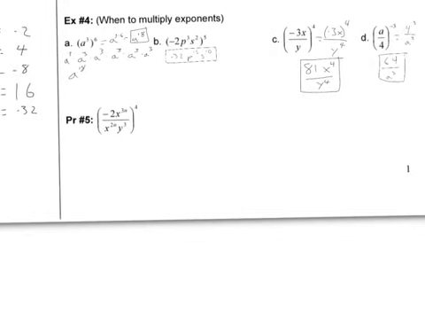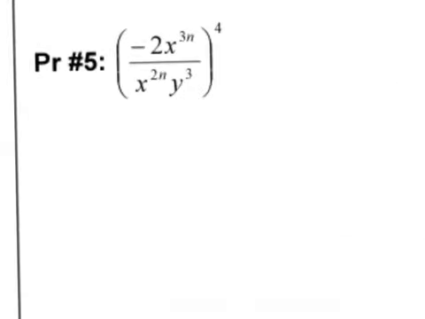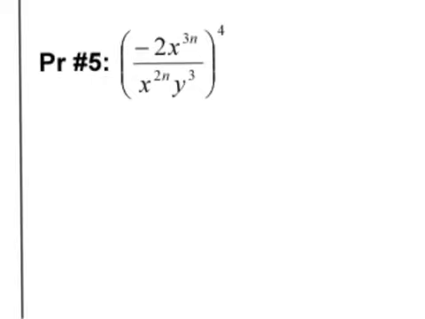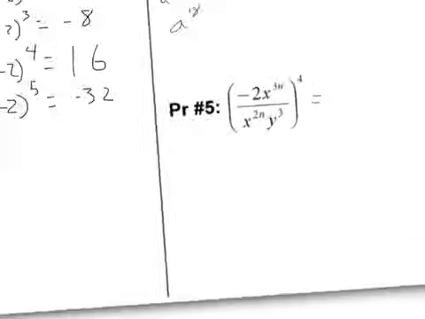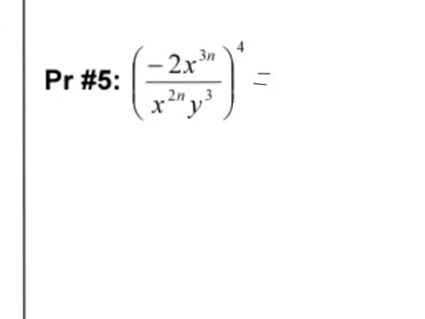Okay, let's put it all together. And let's do practice number 5. Now, this is interesting. I'm going to walk you through the first step here. Remember, we're just going to distribute this 4 through to every term. So this is negative 2 to the 4th power, which we already learned over here is positive 16. And x to the 3n to the 4th power.